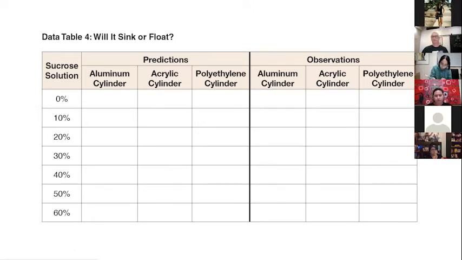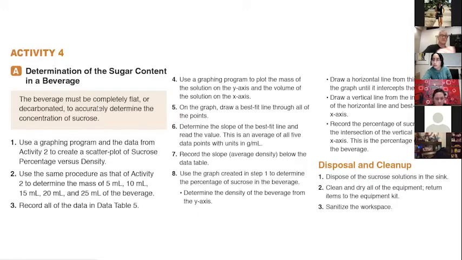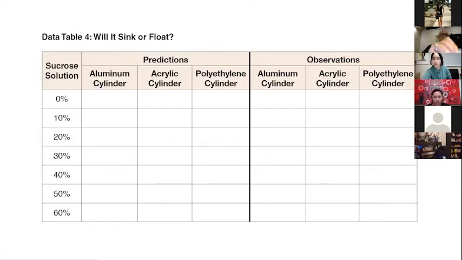So sinking or floating: now that you know all the densities of your solutions, you've calculated the densities of your solids, then you just make a prediction. Is it going to sink or is it going to float? Just put S for sink or F for float, okay? And then actually do the experiment. So you'll have your 7 solutions. One of them's water. Just take these things and toss them in there and see, do they sink or do they float? And then see if they agree.